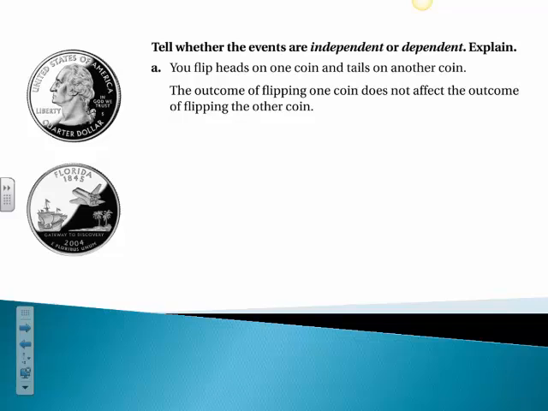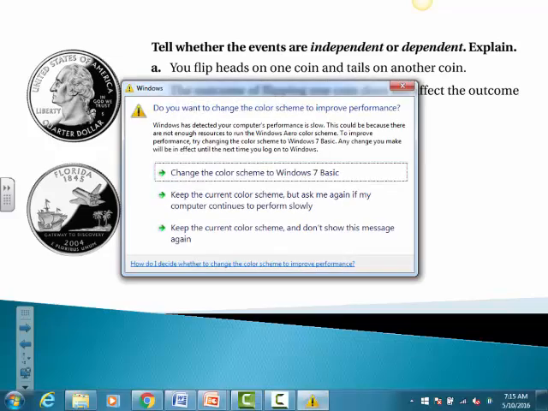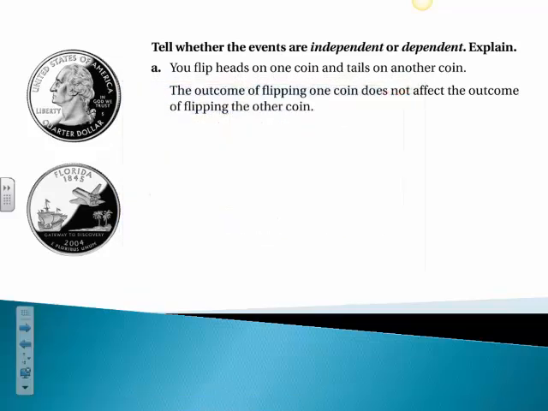So the outcome of flipping one coin does not affect the outcome of flipping the other coin. Okay? If I take a coin and I flip heads, that doesn't mean the head just disappears. It's still on the coin. So it does not affect the ability for me to flip a tails on the next flip. It's still 50% for the heads and 50% for the tails. So the events are independent.